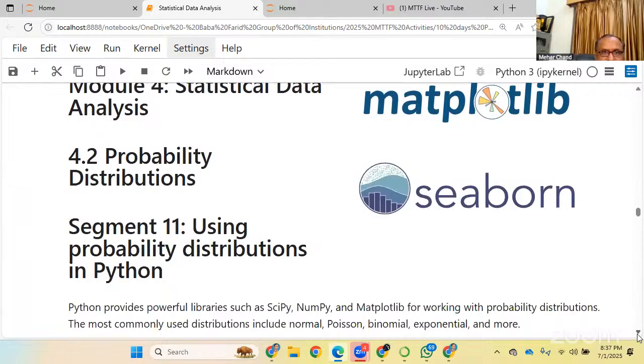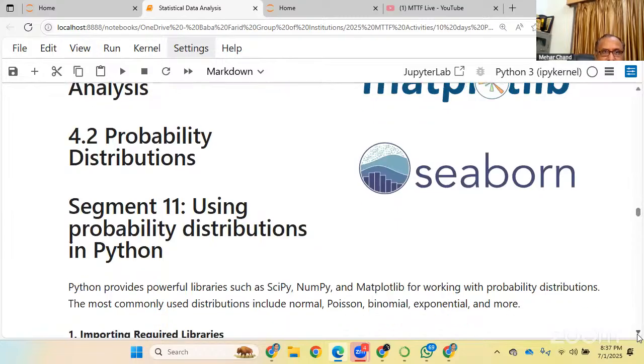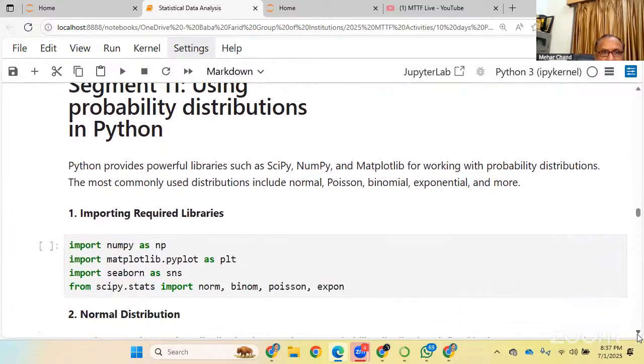So here, using probability distribution in Python. Here are some more examples you can find here. Python provides powerful libraries such as SciPy, NumPy, Matplotlib. We have discussed many things, and with the distributions, the most commonly used distributions: normal, Poisson, binomial, exponential, and more.